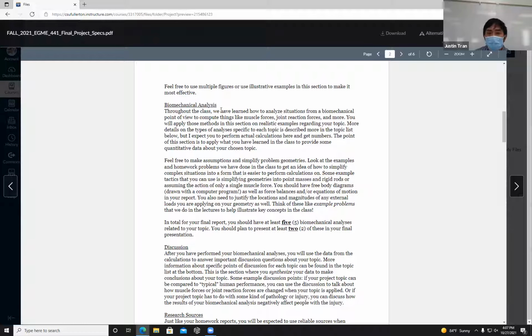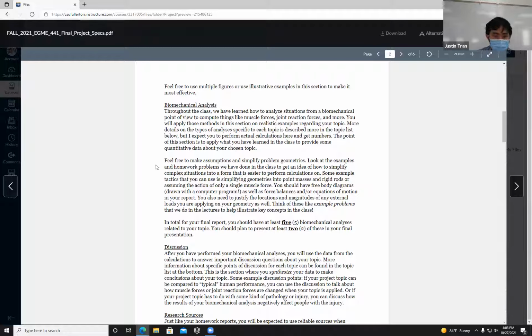I'll give you an example. One of the topics I have at the bottom is animal locomotion. In that topic, I want you to analyze how animals actually move around. How do they stand, and stuff like that. If you chose that topic, then part of your project is to actually do some static analysis calculations, compute muscle forces, compute joint reaction forces, for a cat, let's say you're interested in studying how a cat moves. I expect to see some calculations like that in your report.